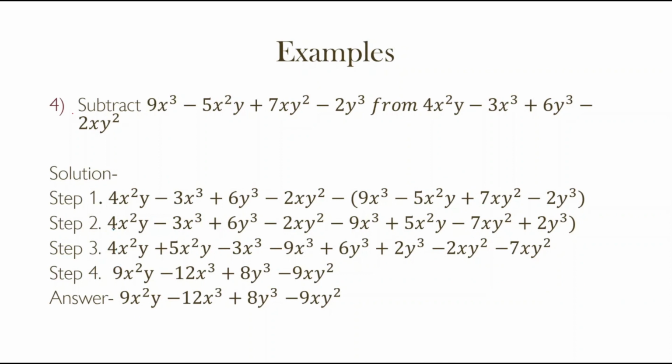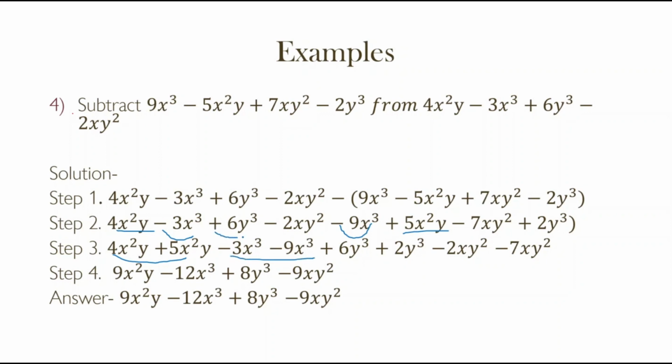Apart from 4x square y? Yes, there was 5x square y, and there is no more term having x square y, so writing these two terms together. Now moving to the next term, which says minus 3x cube. Is there any term having x cube? Yes, there is, which is minus 9x cube. So writing these two together.